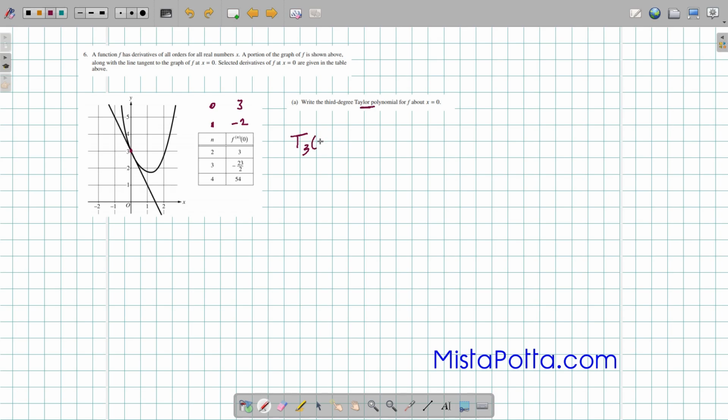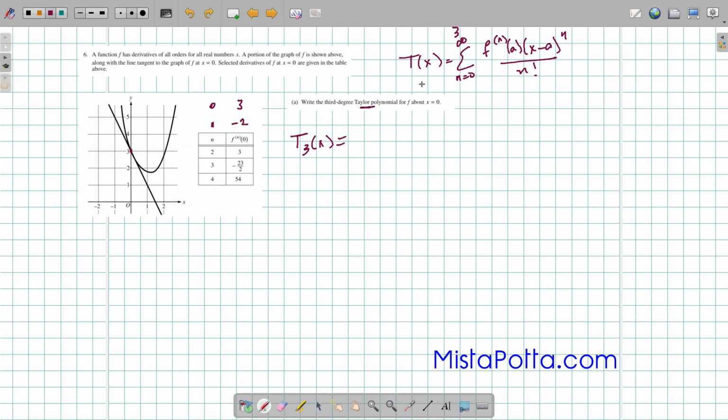So T3 of x, my third degree Taylor polynomial. Remember that Taylor polynomials are the sum from n equals 0 to infinity of the nth derivative at a times (x minus a) to the n over n factorial. For us, a is 0, which makes this really nice because I'm just going to use the values from this table. And I'm going to have to use the values of n from 0 to, for our purposes, 3.